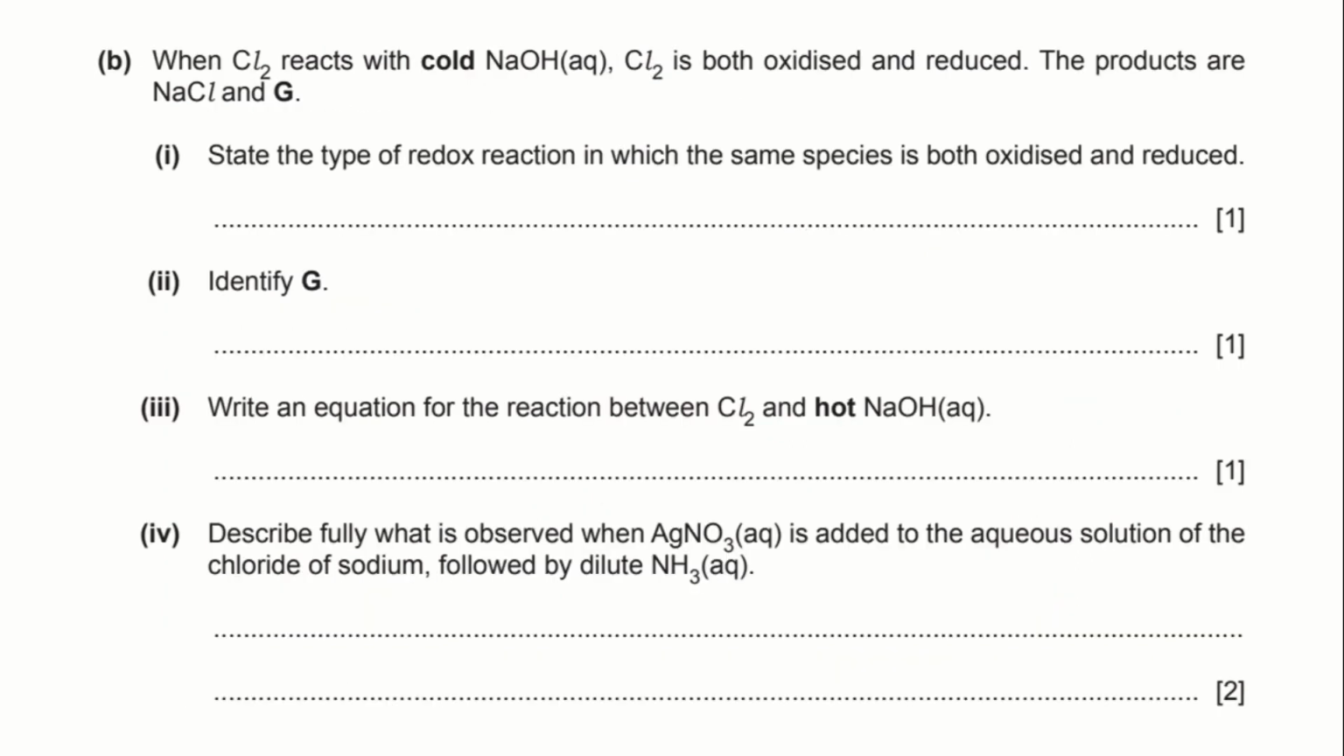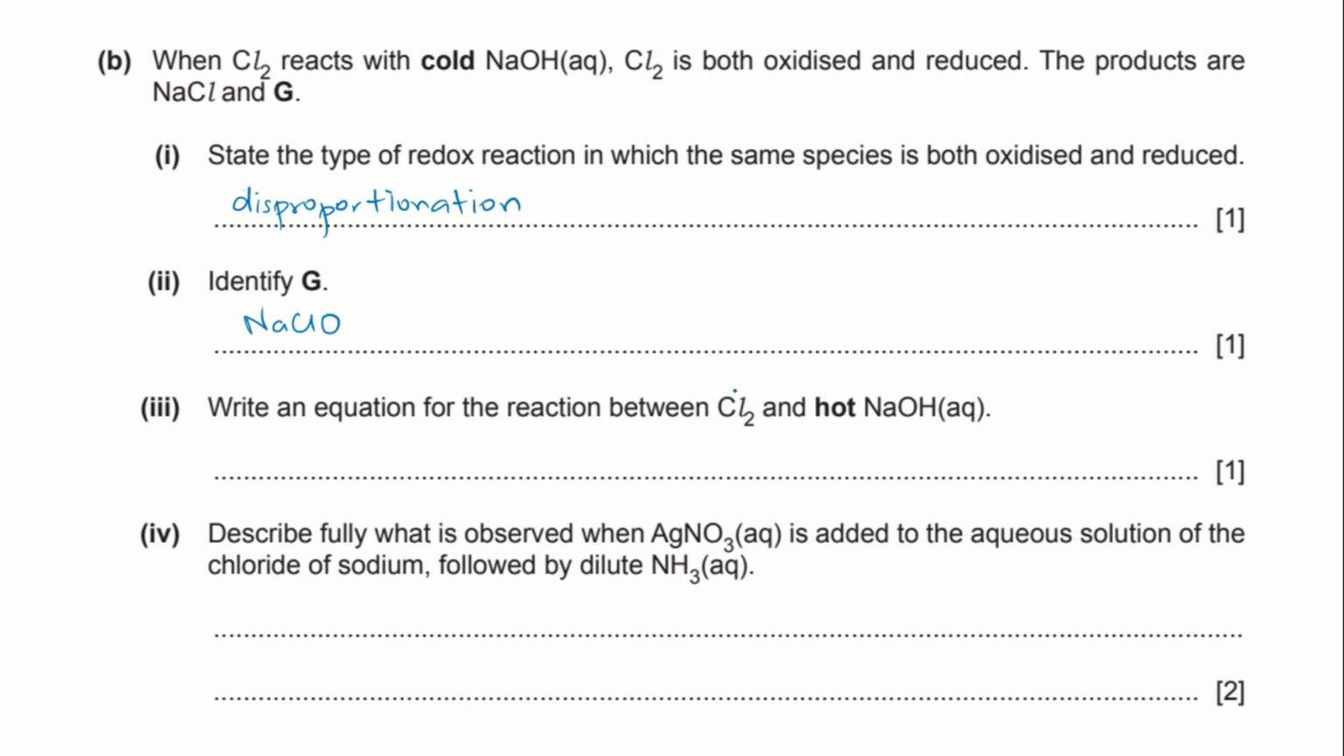In part B, when chlorine reacts with cold sodium hydroxide, chlorine is both oxidized and reduced. Right? And this type of redox reaction is called disproportionation. Disproportionation of chlorine with cold sodium hydroxide will produce sodium chloride and sodium chlorate(I), NaClO.